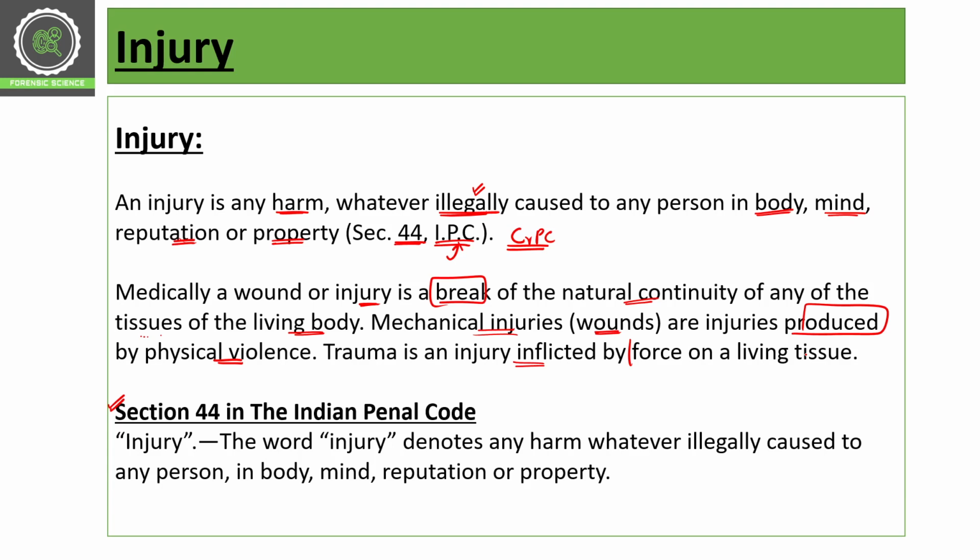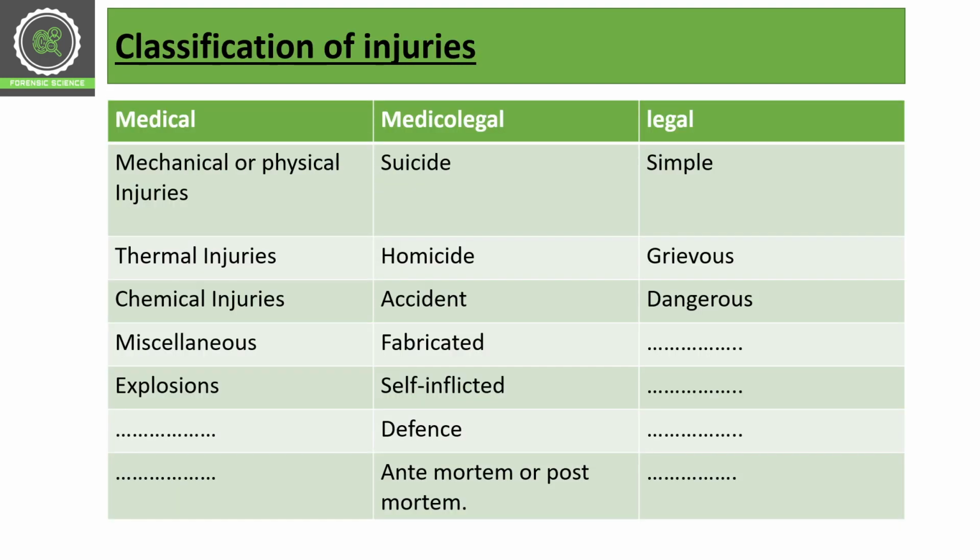Okay, so mechanical injuries or wounds are produced from physical violence, and if someone is inflicting force on somebody and the living tissue is torn or not in its natural continuity, then that is called trauma. Okay, so we have an important classification of injuries. This is really very important. We have three different classifications of injuries: first medical, then medico-legal, and then legal.